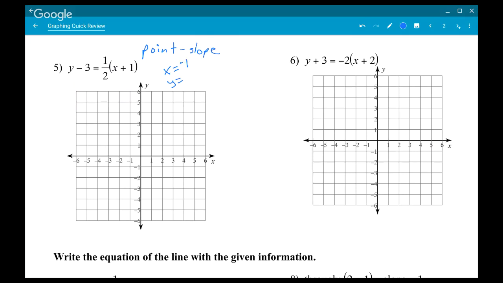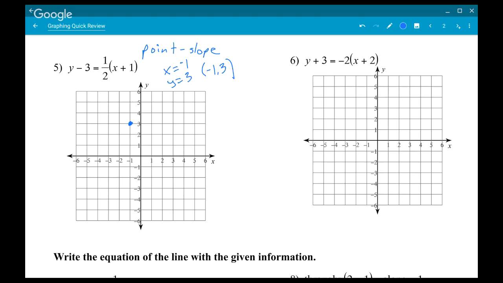That's -1. I'm doing the same thing on the other side for y. Blank minus 3 equals 0. That's 3. I put those together in a nice little ordered pair. That's my starting point. So right there.